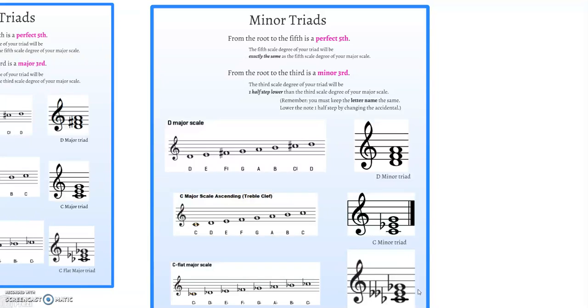And then as you might suspect, if we had C sharp major where everything's already sharp, the way that we would raise our 3rd scale degree E sharp is by using a double sharp. So those are the basics of major and minor triads.